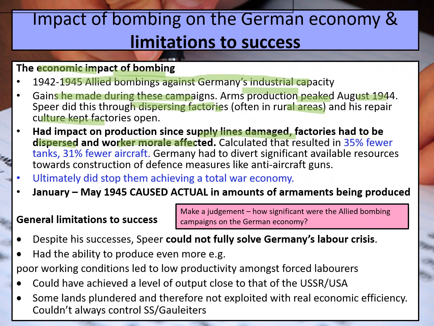It's been calculated that the bombings resulted in 35% fewer tanks and 31% fewer aircraft than they would have done if the bombings hadn't happened. And therefore, Germany had to divert significant available resources towards the construction of defence measures like anti-aircraft guns. And if there weren't these bombing campaigns going on, they could have used that for things like tank production. Ultimately, the bombings did stop them achieving their desired total war economy. And by January to May 1945, for those last months of the war, it did cause an actual reduction in the amount of armaments being produced.